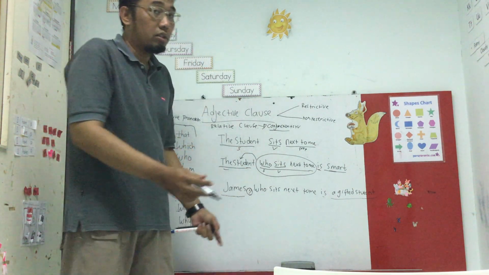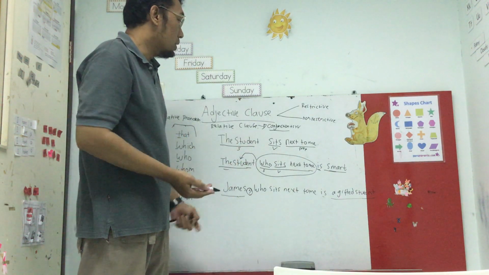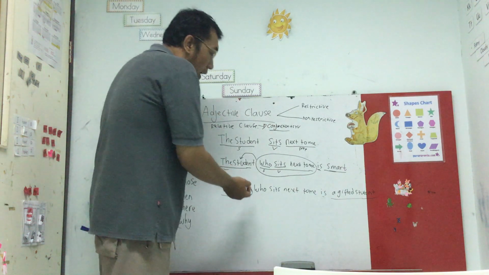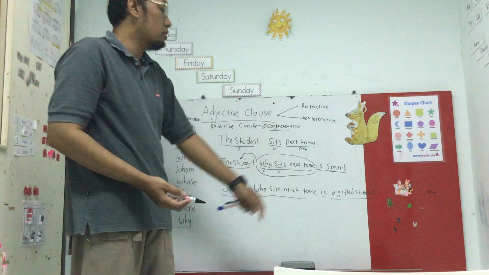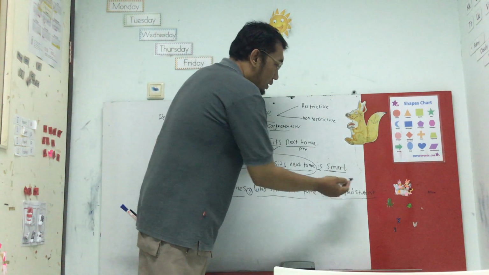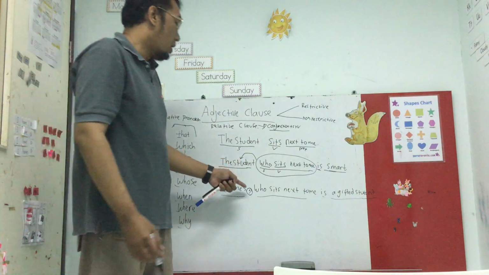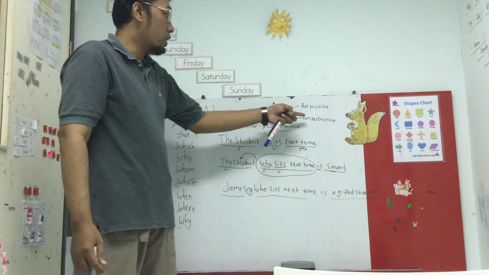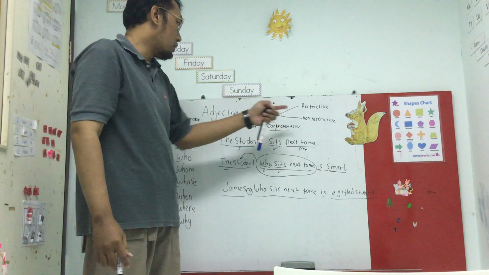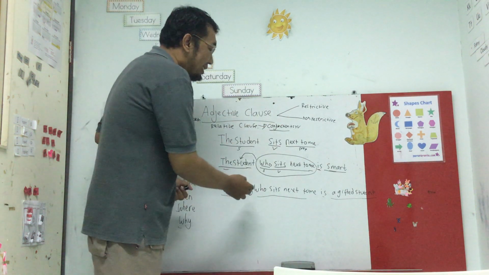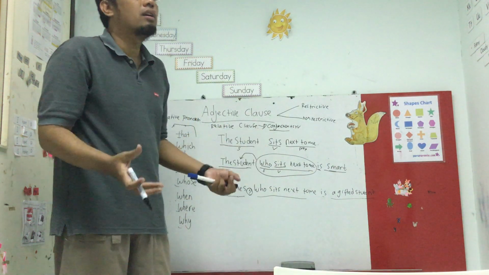So it does not actually need more information. But since we don't want to use an adjective clause, we can add some more explanation. So: James, who sits next to me, is a gifted student. This is what we call a non-restrictive adjective clause, because you actually can erase the information.